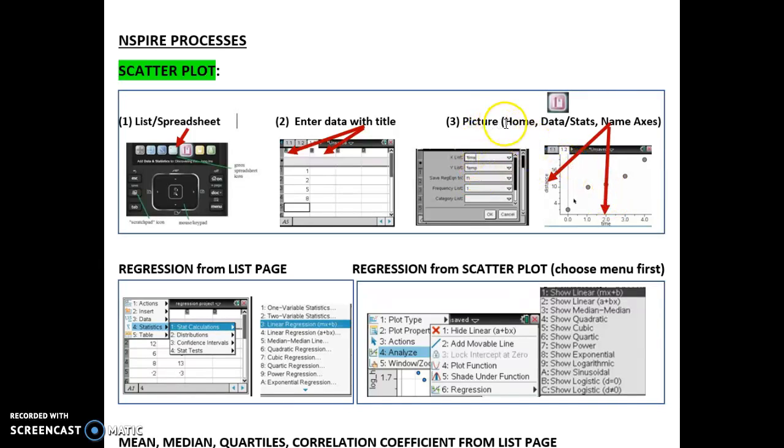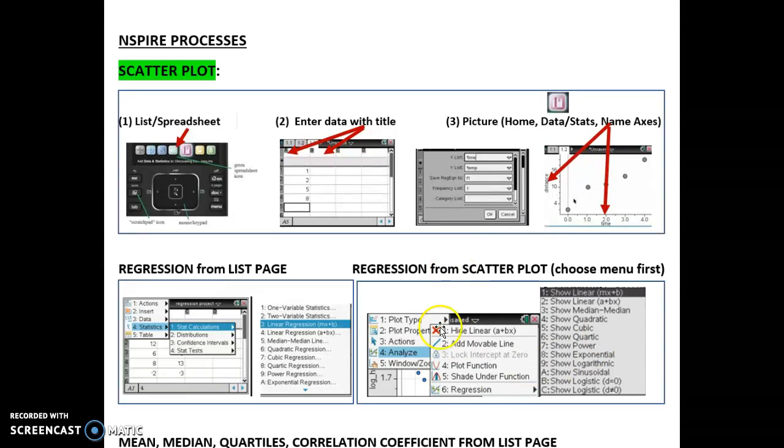When you enter your data, you're going to get the option, you can put it on a scatter plot. You want to go home, you want to hit your Data & Statistics icon. The Data & Statistics icon is right here on your home page. And you want to make your list. Scatter plots will always be from bivariate data. And so you want to make sure to name your lists, click OK, and it will give you your nice scatter plot.